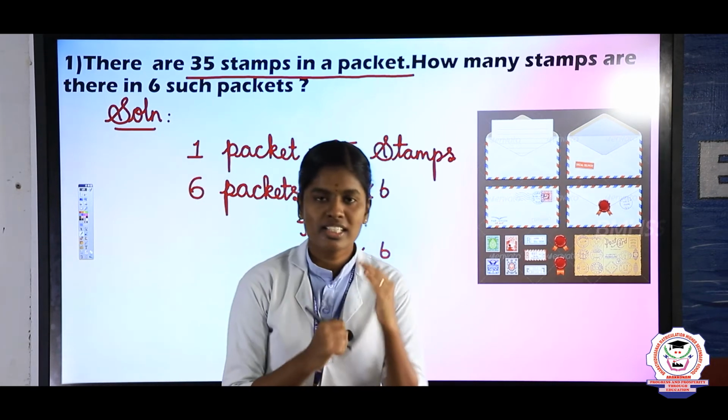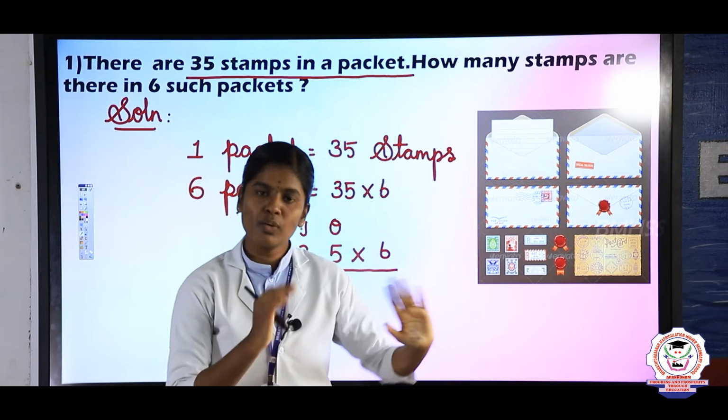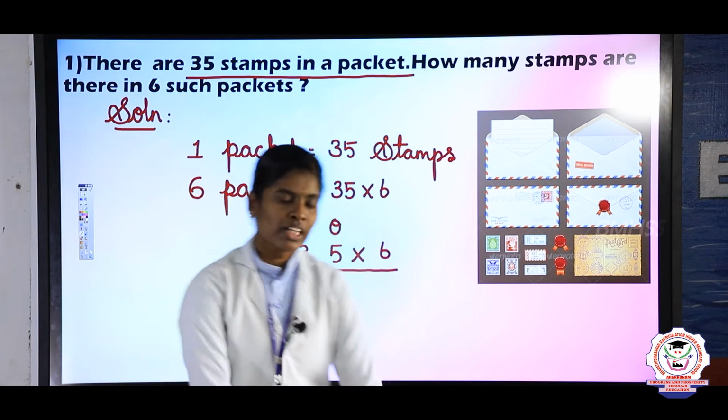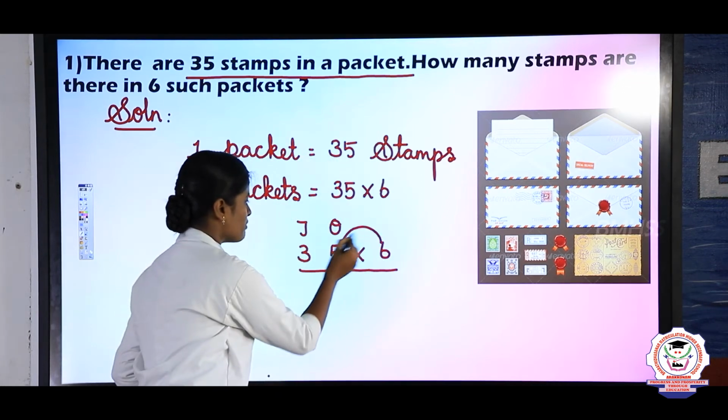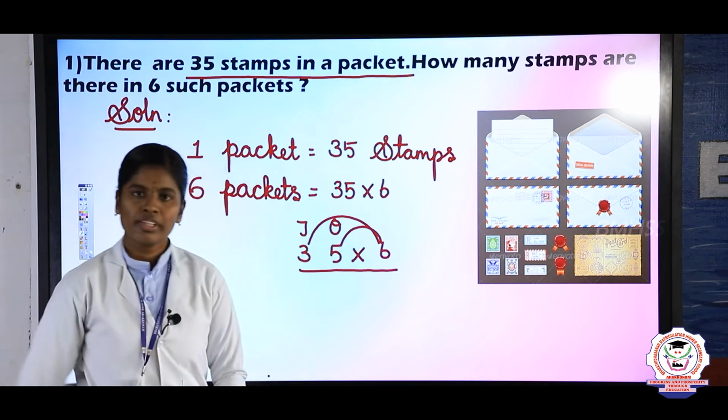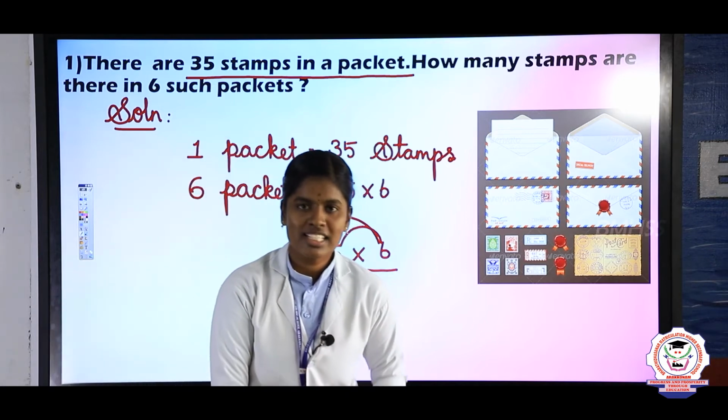Now we are going to take 6 and multiply by the ones place value and multiply by the tens place value. Take 6 multiply by 5 and 6 multiply by 3. Okay. So now tell me Lishant, what is the answer? 6 5s are?